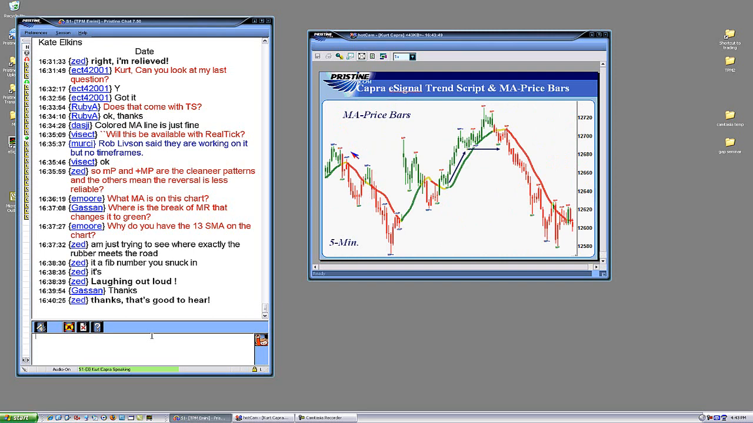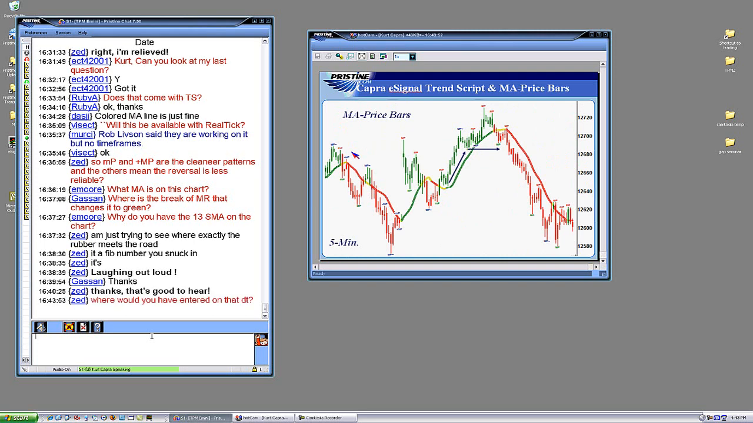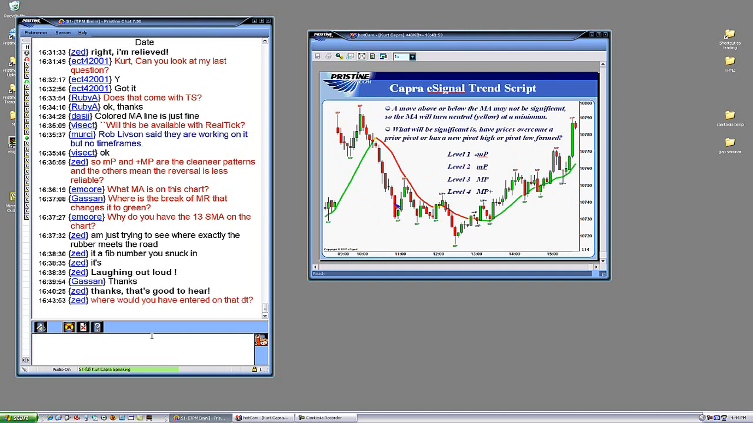Now, this is another script that you guys have. Again, just if it appeals to you, then use it. Where would I have entered on this downtrend move?